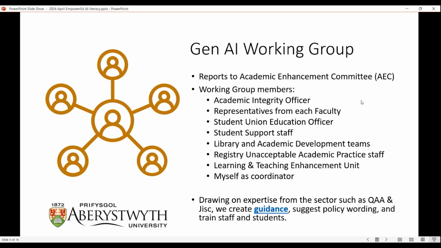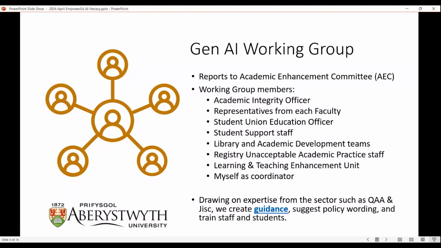So here's a really brief picture of our working group. We report to the Academic Enhancement Committee of the university, and we include a range of people. The Academic Integrity Officer manages unacceptable academic practice. He's key on that. We've got representatives from each faculty. We've got the Student Union Education Officer, who made a huge contribution this year and last year. Student support staff, all of these different perspectives are really crucial to have. Library and academic development teams, so a lot of the subject librarians are involved in this. A registry, unacceptable academic practice, and I'm part of the Learning and Teaching Enhancement Unit. And because I suggested the formation of the group, I'm the coordinator.